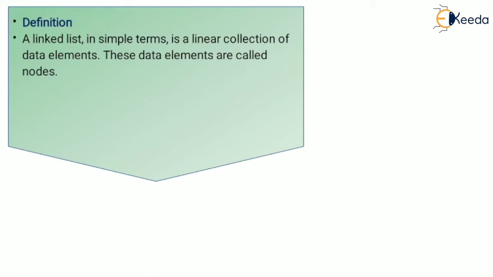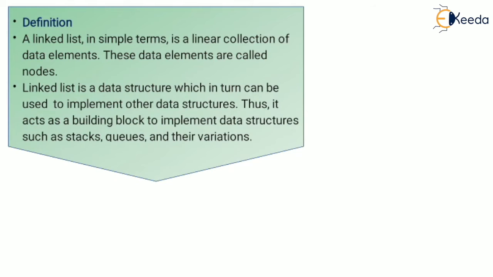Means we are storing the address of that element and that element itself. The combination of these two is known as a node. So a linked list is a data structure which in turn can be used to implement other data structures. Thus, it acts as a building block to implement a data structure.